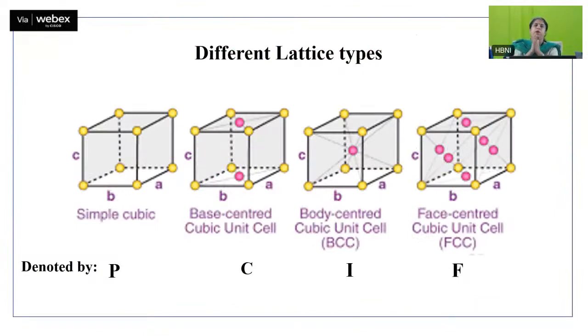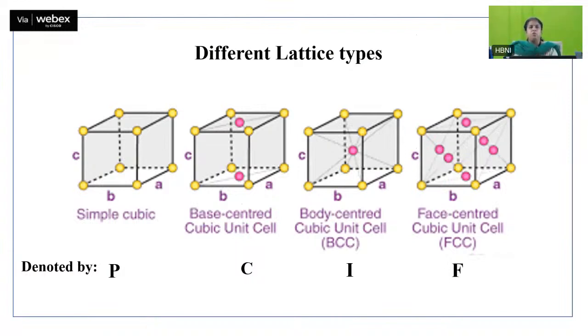Lattice types, okay? What are lattice types? So basically, there are four lattice types that have been universally described. One is simple cubic, one is base-centered, some people also call it end-centered, and then body-centered and then face-centered. Now, as the name suggests, in simple cubic the lattice points are only at the corners of the cube.